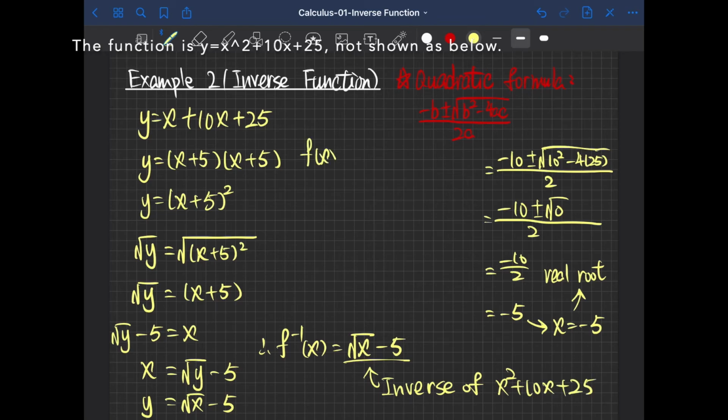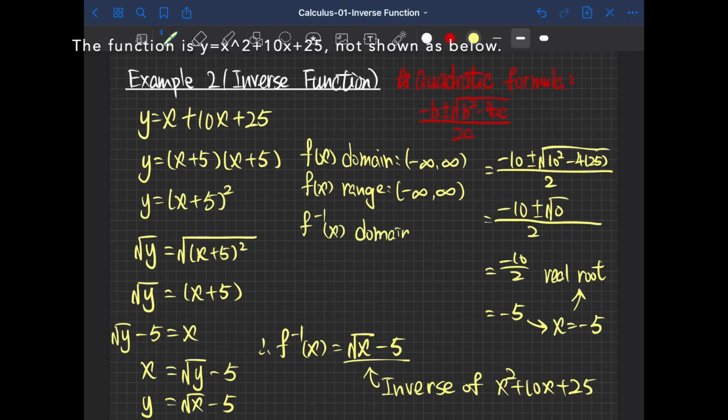And because it is an algebraic function and it doesn't have limitations, both domain and range are from negative infinity to infinity for the original function. The domain and range of the inverse function is the same, from negative infinity to positive infinity.